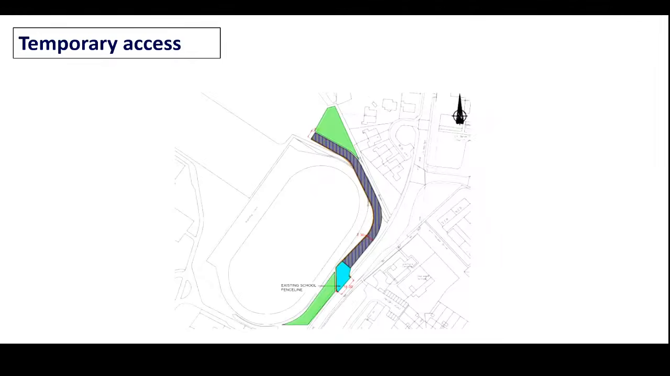So during construction on the new school building, a temporary access would be created from Old Pit Lane, adjacent to the current running track, and that would be removed during the course of the phases of the construction and demolition, once it's no longer required.